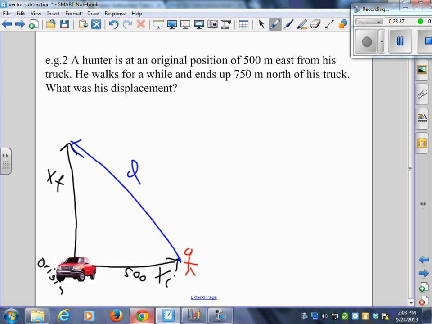Okay, so how do I do vector subtraction? Delta V is final minus initial. What's my final? It's this one, up and down, right? This black one, XF. So it's going to be like that. There's my XF.